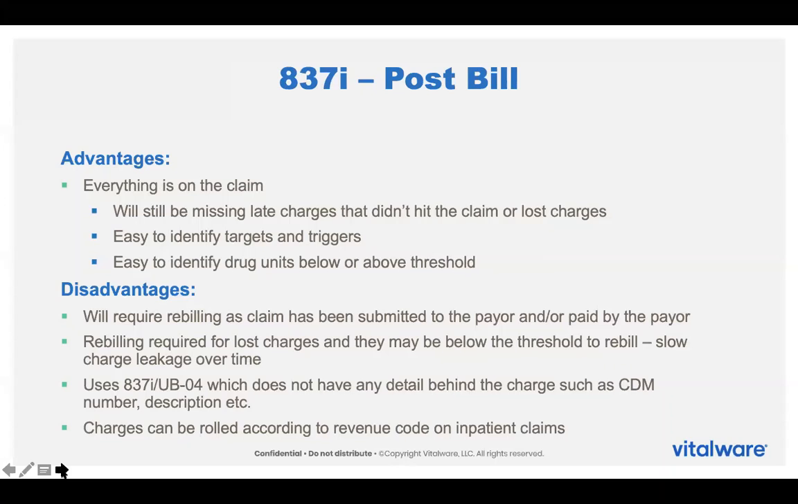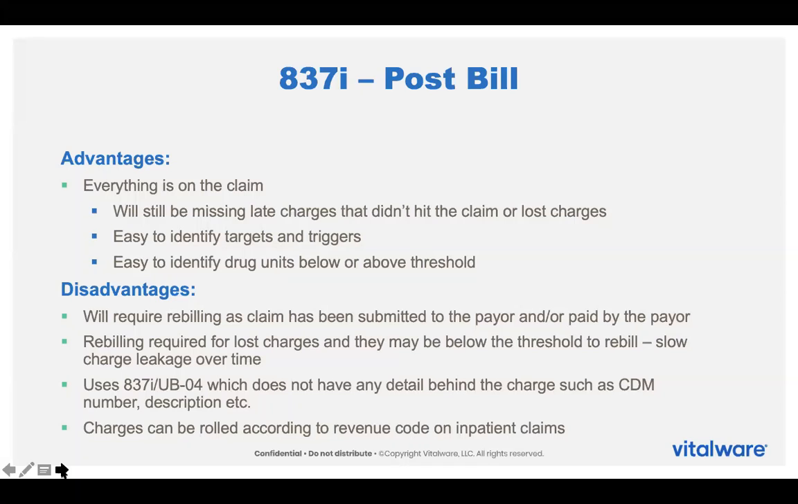It's going to show the missing late charges that never got on the claim at all. Identified triggers and targets are much easier because they're actually submitted to the payer and they were paid. So you know that if it wasn't on that claim, you've missed it. And it's easy to identify the drugs below threshold because it was on an actual claim. The disadvantages, as I've said, rebilling is expensive. There's a threshold for that and it's time consuming.